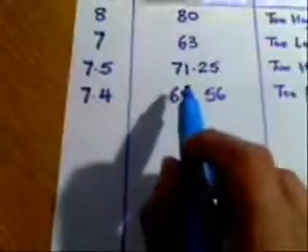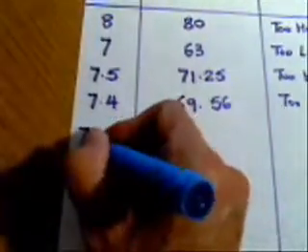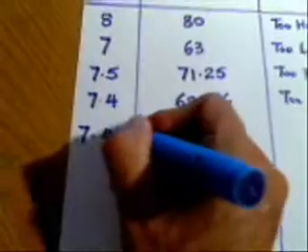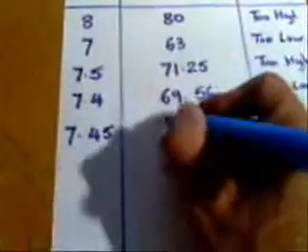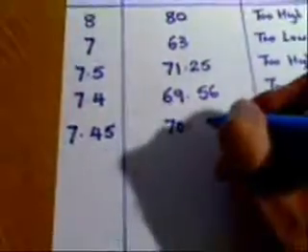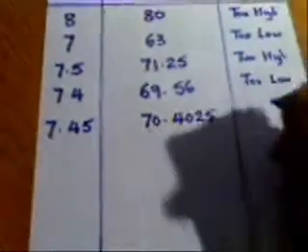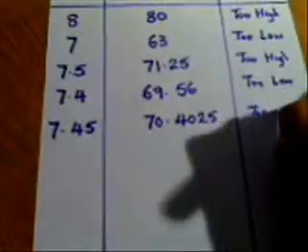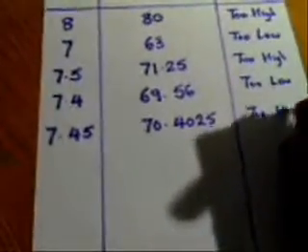Now you could look at these two and probably have a good guess at which one it's closest to, but what we should do, and what the examiners look for, is a middle trial at 7.45, and you'll see why we go in the middle in a moment. So if I use 7.45, I get an answer of 70.4025, which is too high.